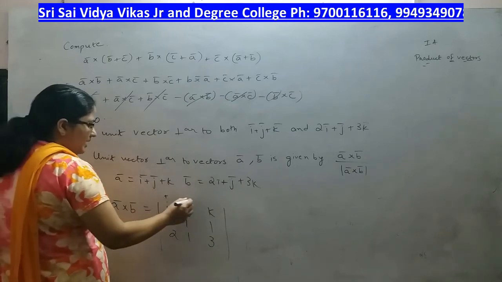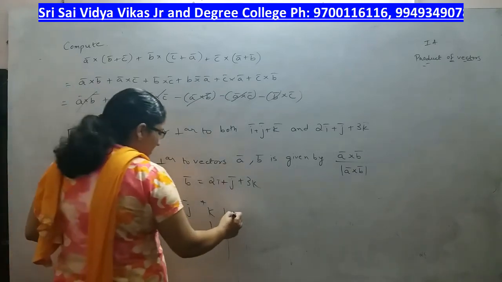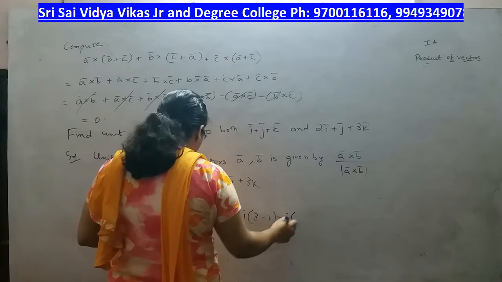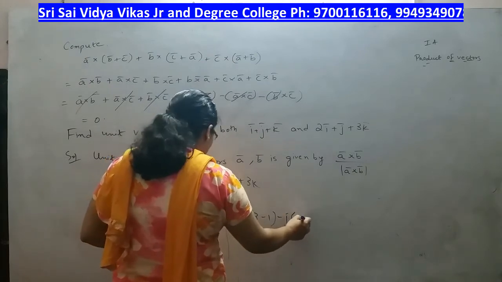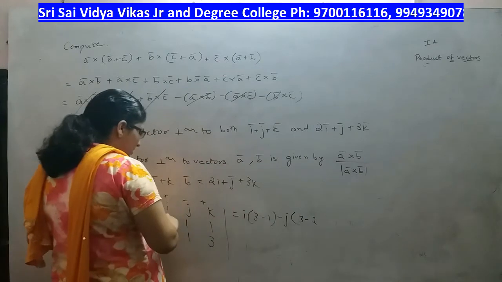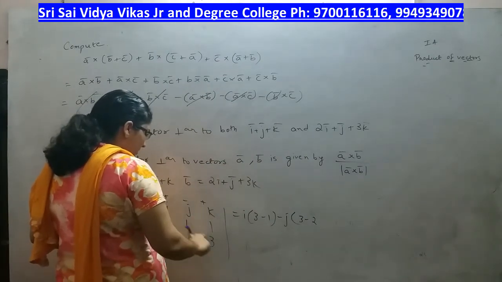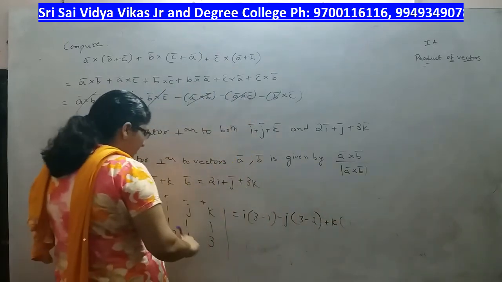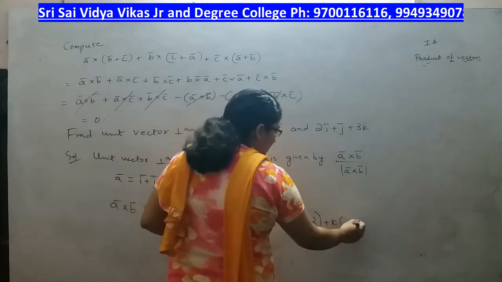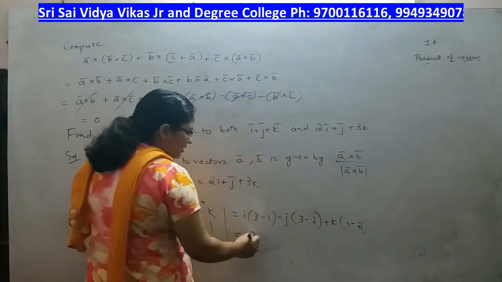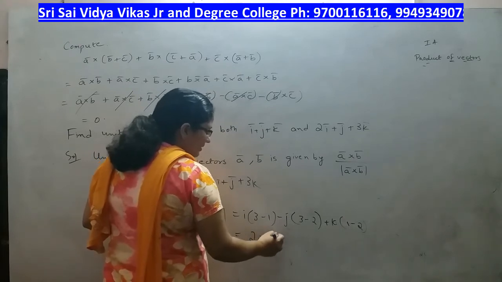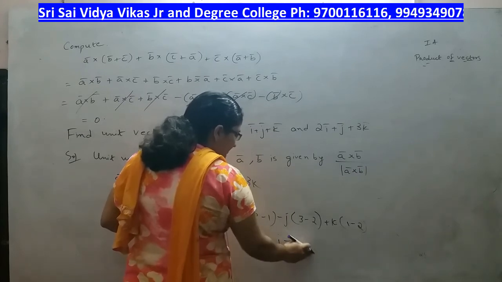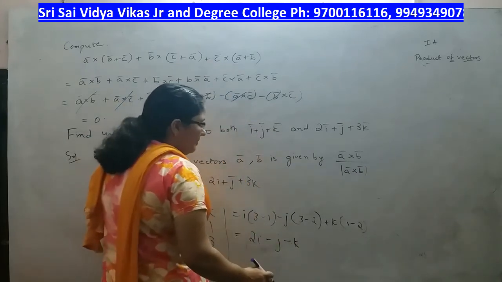So this is plus minus plus, that is i into 3 minus 1, minus j into 3 minus 2, close this and close this, plus k into 1 minus 2. This is nothing but 2i minus j minus k. 2i minus j minus k, that is A bar cross B bar.